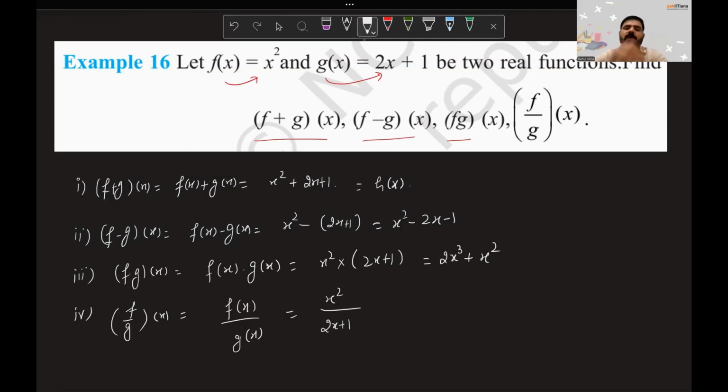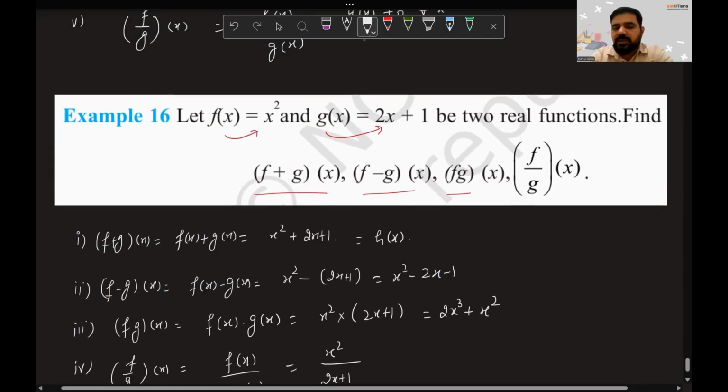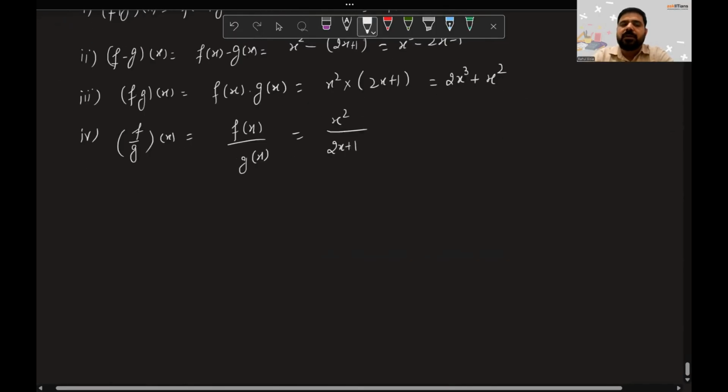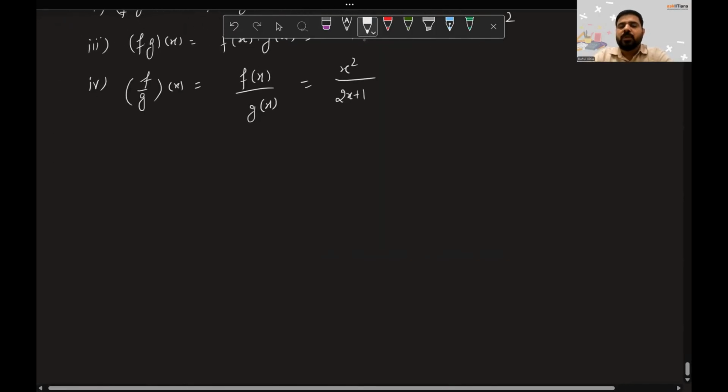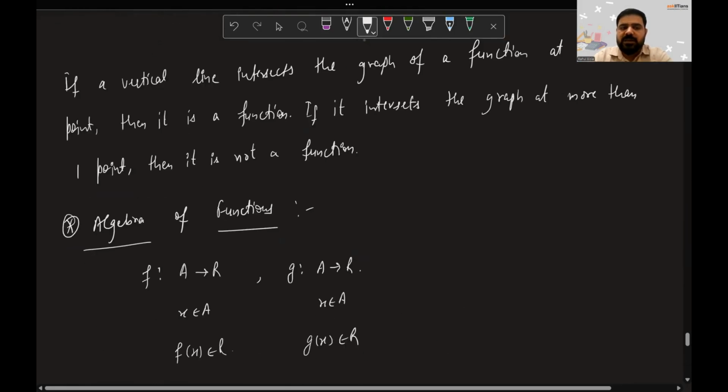If there is a possibility of cancelling out something, we'll cancel it out, but we'll make sure that the denominator is not becoming 0 because of it. Right? So this is algebra of functions. You might be given this kind of question in your exam. So till now, I think algebra is fine.